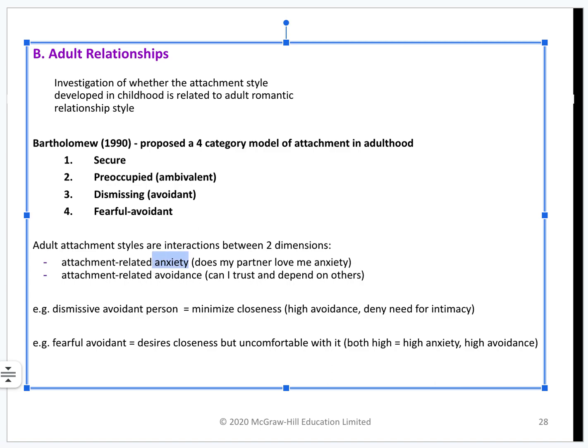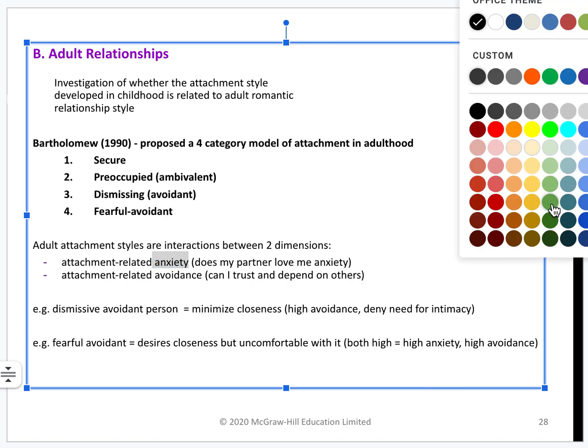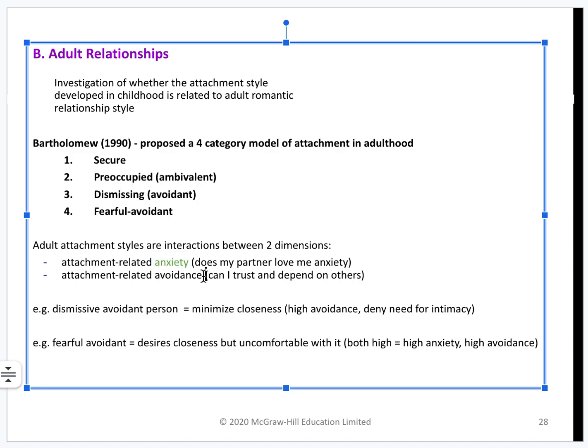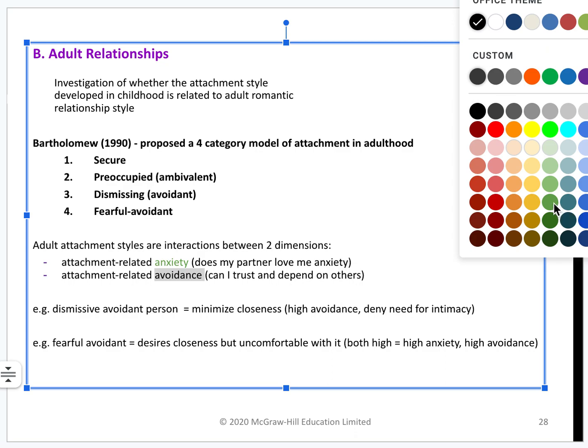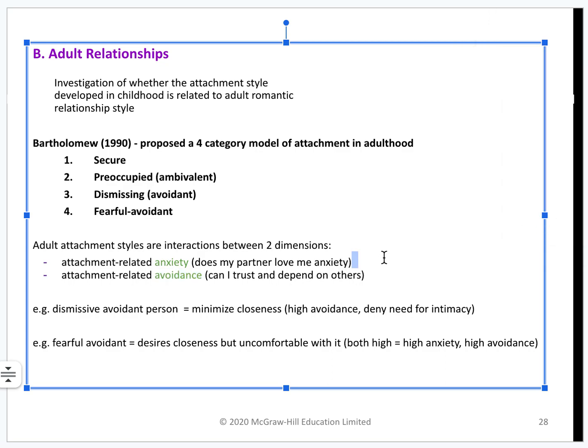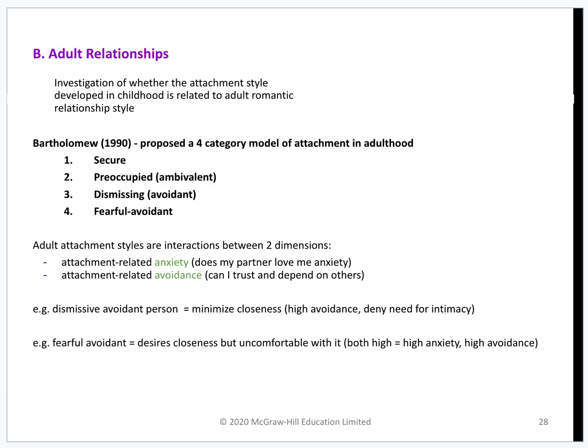Let's see if I can do this. Let's make it green because that's the important part. And I am doing it with you right here in the video. Okay, there's the 2 dimensions, anxiety and avoidance. So anxiety, oh my gosh, does my partner love me? Are they going to leave? And then avoidance, can I trust them? Can I depend on others? Or am I going to avoid them, or can I get close?